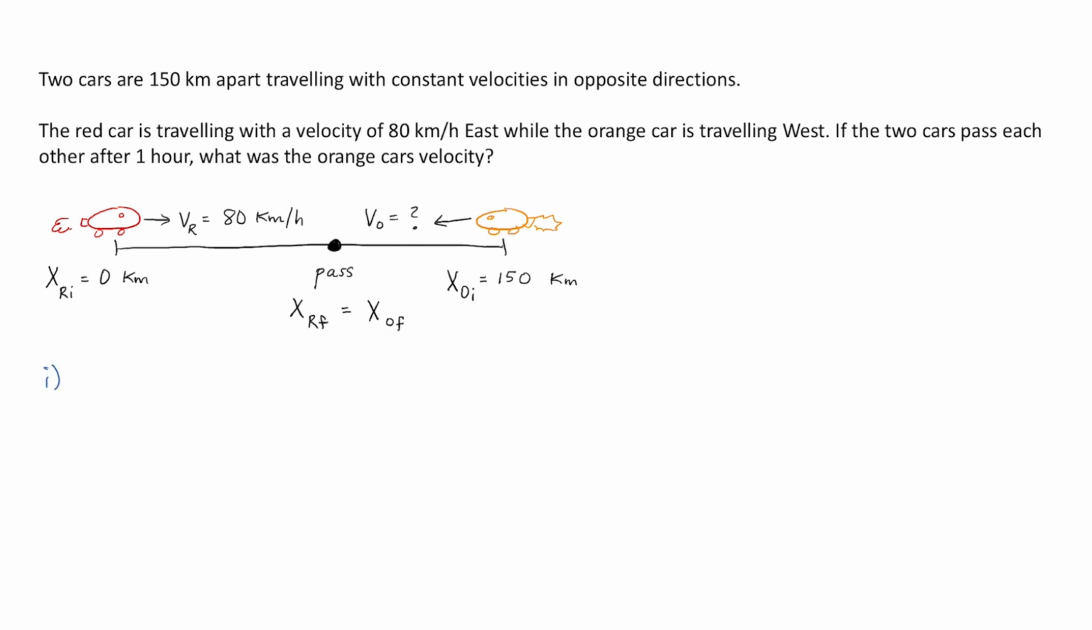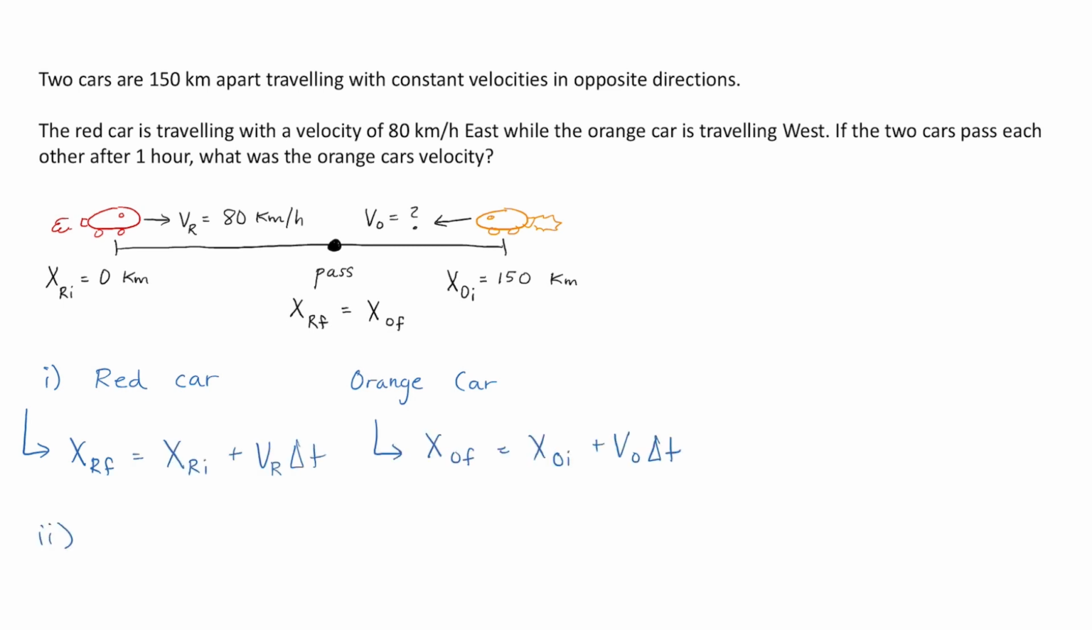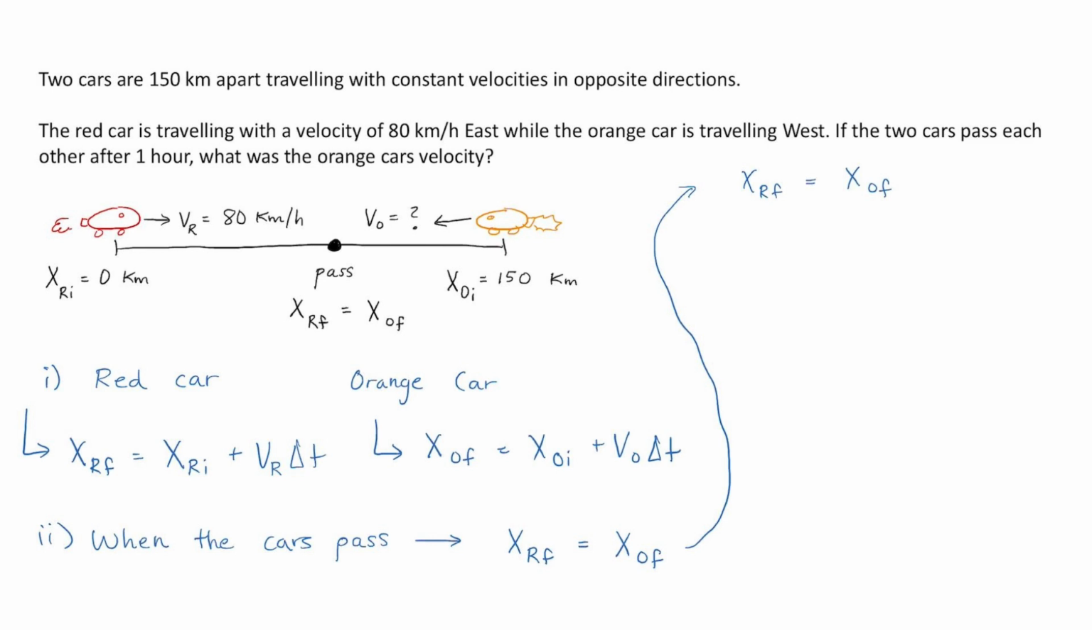Now, in order to answer this question, you're going to have to set up two equations, one for the red car and one for the orange car. And we're going to use our xf is equal to xi plus v delta t equation. Make sure you use the correct subscripts so you can differentiate between the red car and the orange car. And now we already know that when the cars pass each other, they will be in the same position. So the final position of the red car is going to equal the final position of the orange car. And now what this means is I can take the equation for the red car and set it equal to the equation for the orange car.